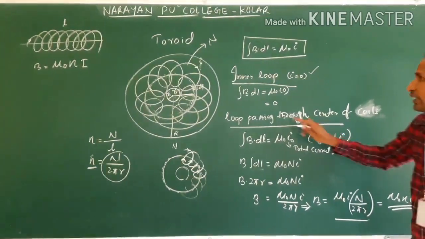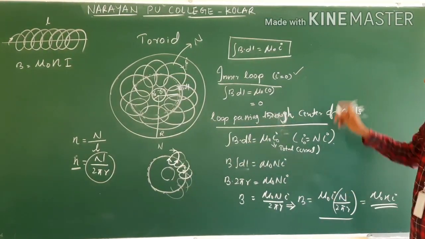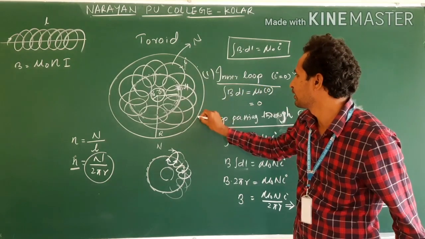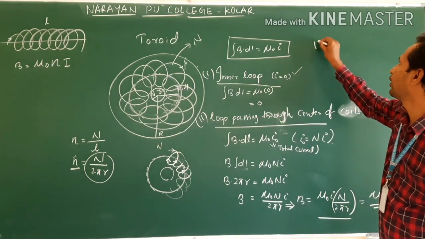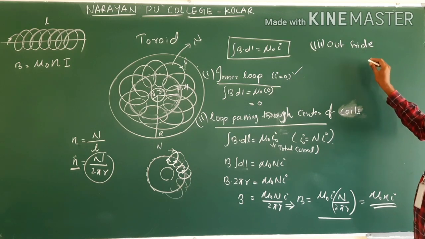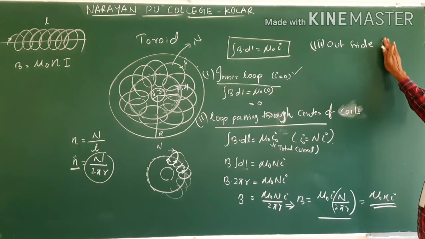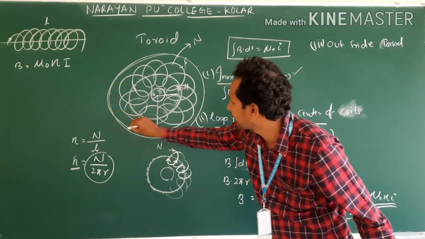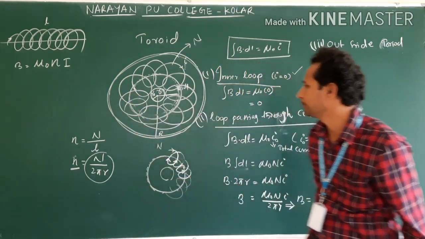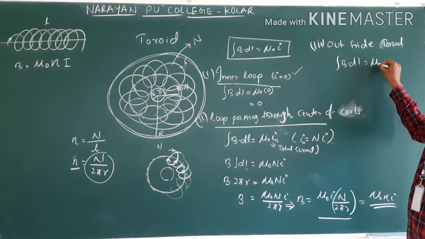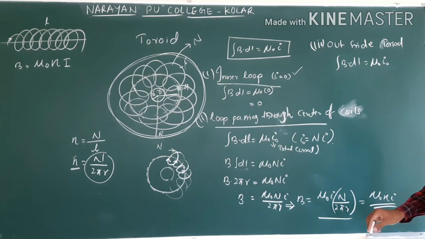Next loop is passing through the center of the coils. Next loop is what? Third loop. This is outside. Then you consider first case, second case, and now third case. Third case is what? Outside the coil, outside the toroid. Clear? This loop I am taking now.